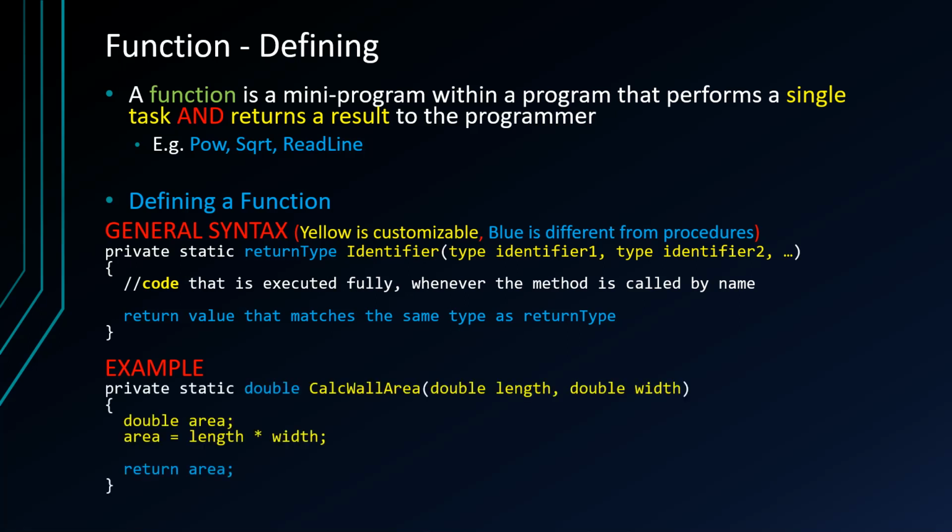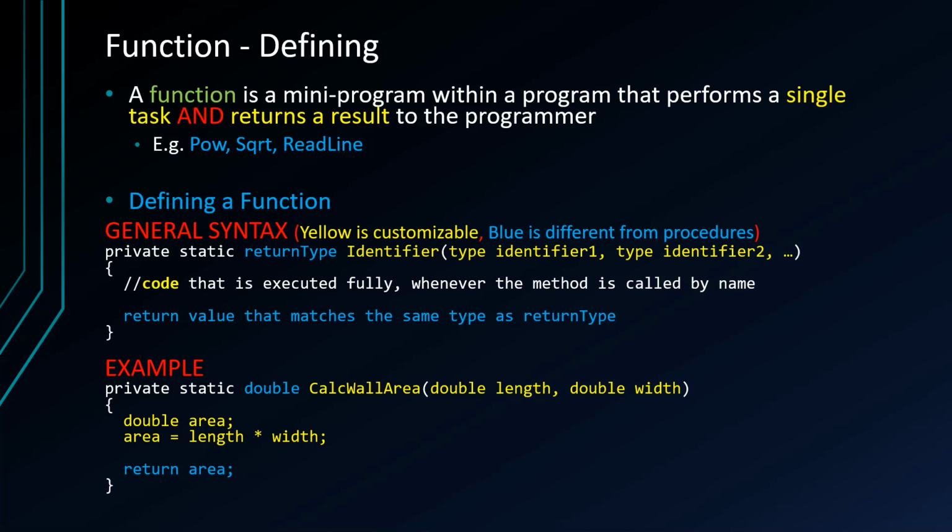So here's one that calculates the area of a wall. Private static double calcWallArea. It has two parameters, length and width. Well, I'm calculating a wall, which is a rectangle, so I need a length and a width. You'll notice that there's not an area variable there, and that's because area is not coming in. Parameters are for data that's coming in to do the job. I can't bring area into the subprogram because that wouldn't make any sense, because why would I need the subprogram if I've already got the area? That's not what it's for. Parameters are for data coming in to do the job.